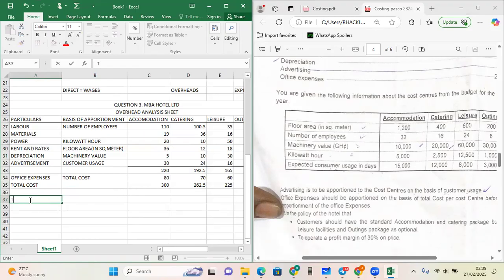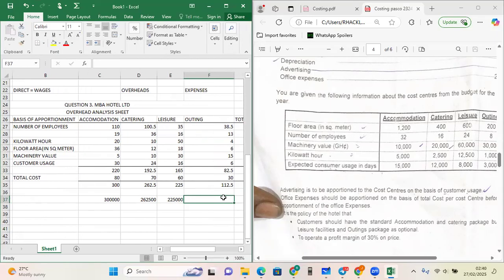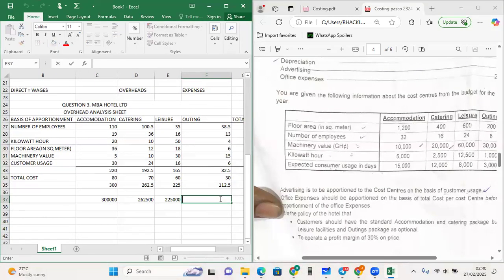So now let's change the total overhead. Let's change it to the food is 300,000, and this is 265, then it's 205,000, 1,124.